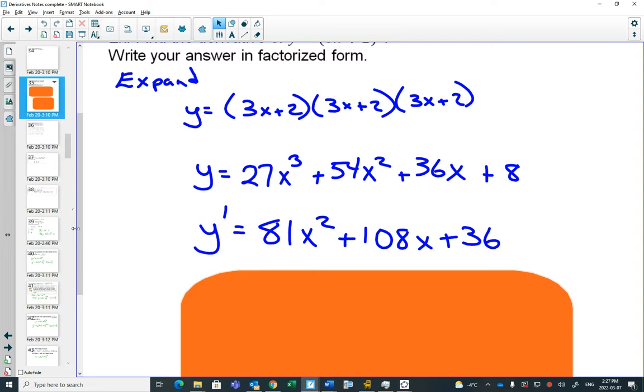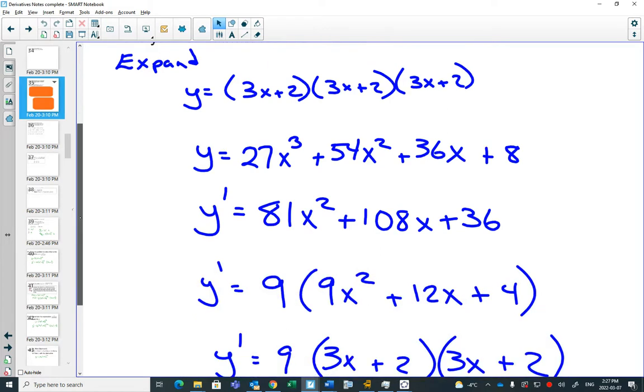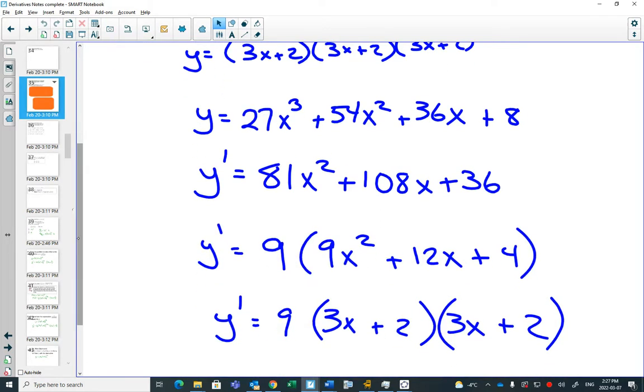So they look at this answer and say, well, could I factor this answer? And the answer, I could take out a common factor of 9, and I get y prime is 9 times 3x plus 2 times 3x plus 2, and we get a bit intrigued. Hey, there was a 3x plus 2 in our original question, and our answers have 3x plus 2's in them. Maybe there's some connection.